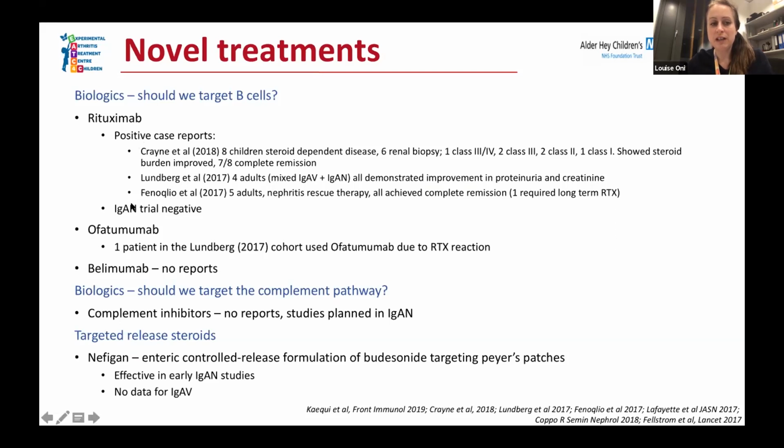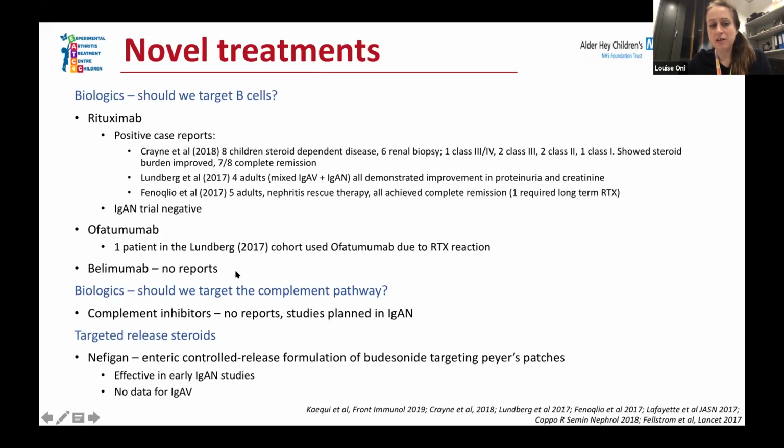However, this is in contrast to the IgA nephropathy trials in rituximab, where they have been negative, and it suggested that actually B-cell depletion doesn't target the glycosylated IgA, and therefore it may not have therapeutic benefit in this cohort of patients. There has been one patient within these B-cell depleted cohorts where ofatumumab has been used, but again, that's only one reported patient. There are no reports of belimumab, which is an anti-B lymphocyte stimulating factor biologic.